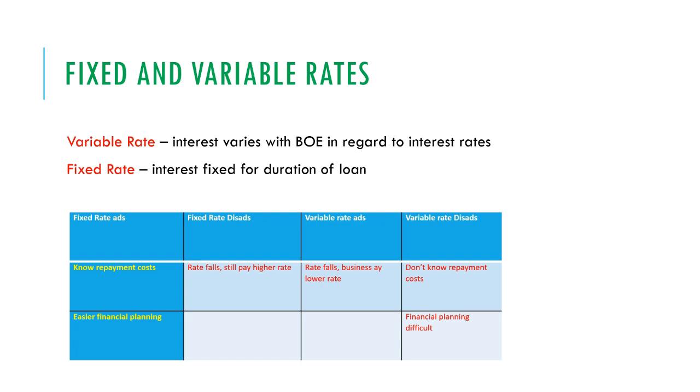The variable rate has an advantage, as if the rate falls, then you will actually pay that lower rate. You're not going to have to pay the higher rate like the fixed rate. You will be paying the rate that it is. So if it goes lower, you'll be spending less. But the disadvantage is that you don't know your repayment cost, so it's very hard to plan your financial situation.